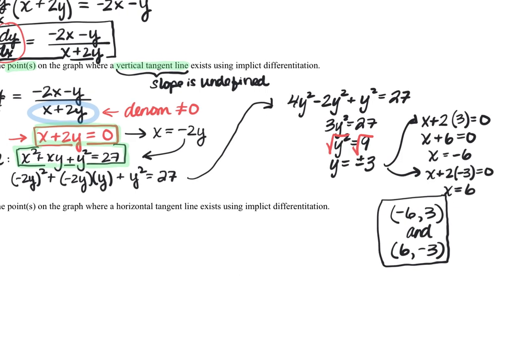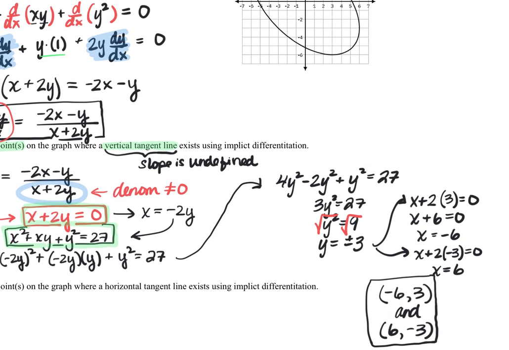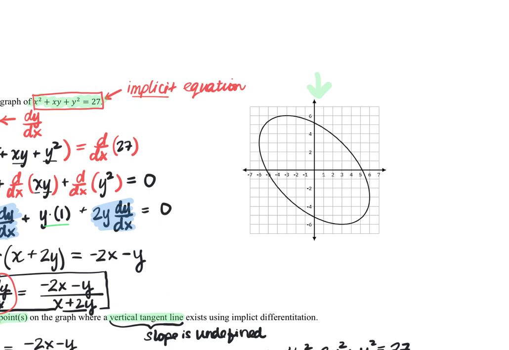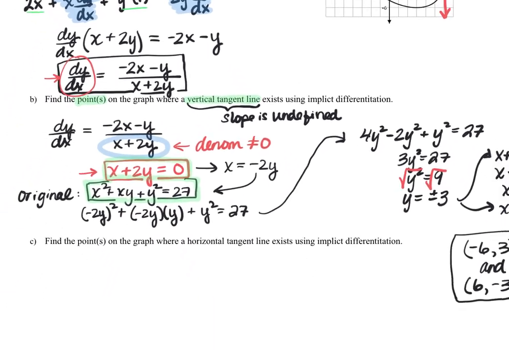And the reason I gave you a graph here is so that we could look back at our graph and check and see if this looks right. So back to the graph, let's look at negative 6, 3. If we go to negative 6, 3, that's right here on this ellipse, and sure enough, it does look like our tangent line would be vertical there, which is great. And then the other point was positive 6, negative 3, and you can see there as well would be a second point on the ellipse where the tangent line's vertical. So the graph confirms that our answers are correct.